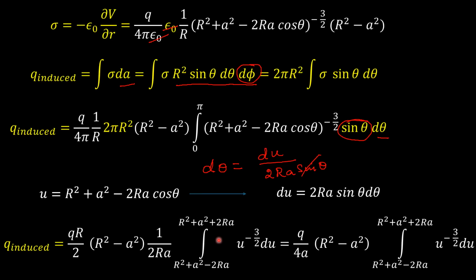Now you can see this r will get cancelled here. This r will get cancelled. Here you have 2 into 2a, 4a. So you will get q by 4a, r squared minus a squared, and this integral. Now we will carry out this integral.